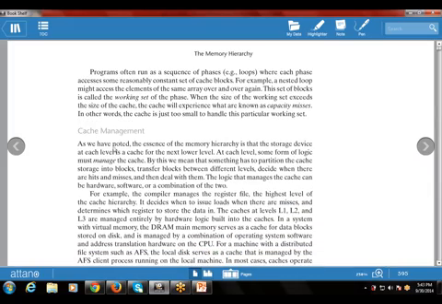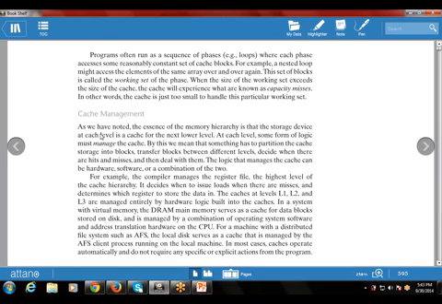Then it's cache management. As we have noted, the essence of the memory hierarchy is that the storage at each level is a cache for the next lower level. That is, if data is not available at the same level, it goes to the next lower level.